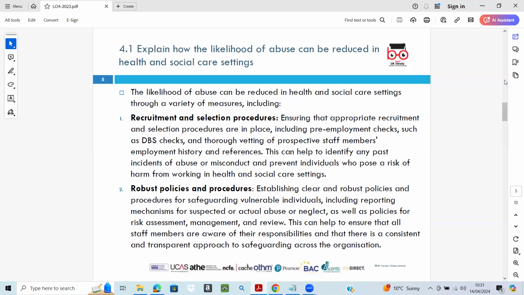Accountability is a powerful deterrent against abuse, and when we talk about these measures, when effectively implemented, they form a comprehensive strategy to reduce the likelihood of abuse in health and social care settings. So this is all about that.